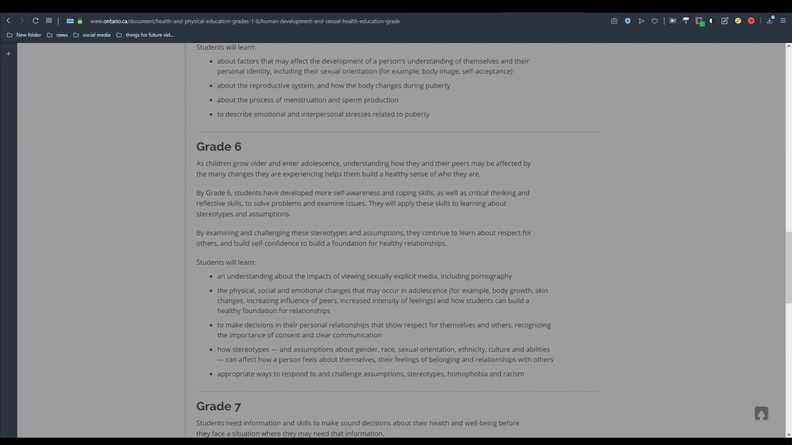Alright, so in grade 6, they're going to be learning about the impacts of sexually explicit media. They're going to be learning the physical, emotional, and social changes from adolescence and how to make healthy relationships, and the importance of consent and showing respect for others. They're going to learn how stereotypes affect how people feel about themselves. They're going to learn the, quote, appropriate ways to respond to and challenge assumptions, stereotypes, and homophobia and racism, unquote. They're also going to learn the benefits of inclusion, respect, and acceptance. They're going to learn safe and positive social interaction, conflict management, in person and online. Not too sure what that means since it's kind of vague. They're also going to learn the effects of cannabis and drugs.